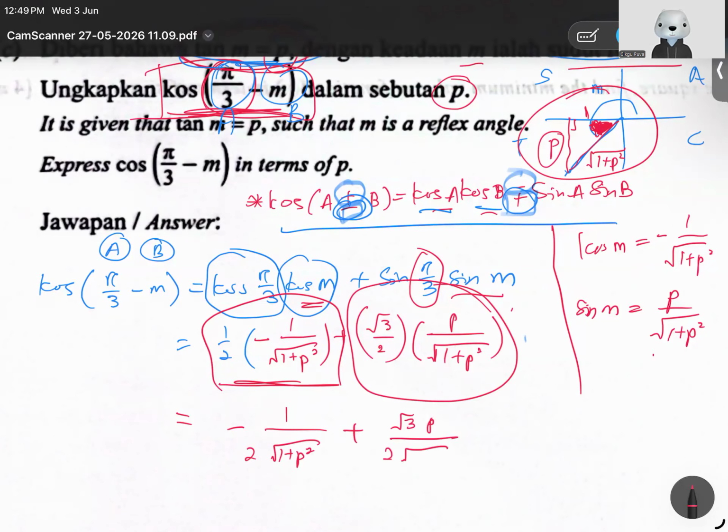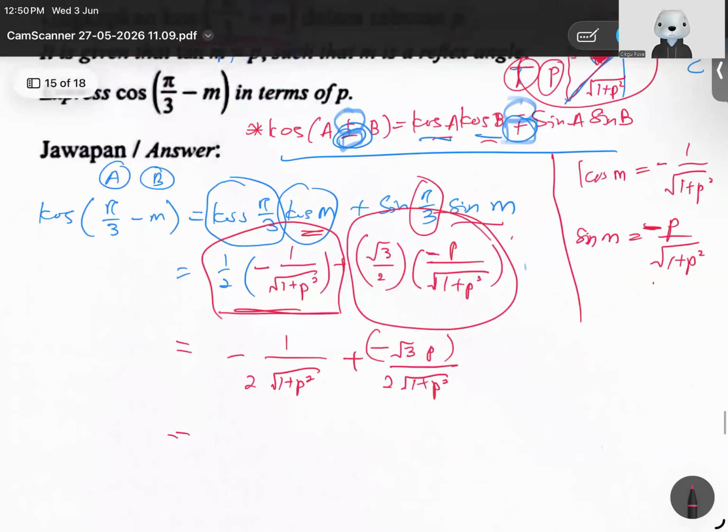Oh yeah, I forgot, I made a careless mistake here. I need a negative here, because in the third quadrant only the tangent is positive, so sine is also negative. I forgot the negative here, so I'm supposed to put a negative here. So you'll get negative p over square root of 1 plus p squared. Be careful. The denominators are the same, so we can combine directly: negative 1 minus square root 3 p over 2 square root of 1 plus p squared. That's the final answer.